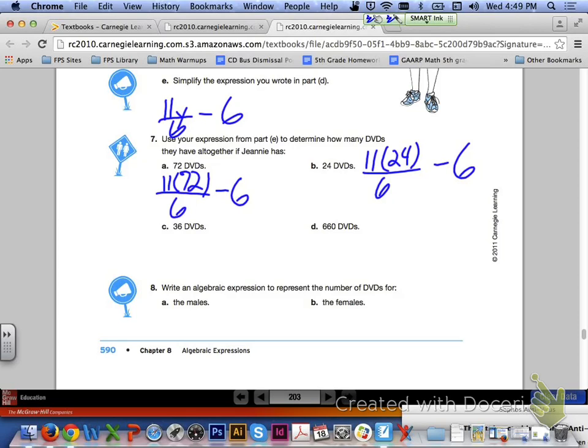So with 24 DVDs for Janine, 24 divided by 6 equals 4, so the denominator would cancel, the 24 would become 4, and 4 multiplied by 11 is 44, minus 6, and the total that the group has is 38 DVDs.